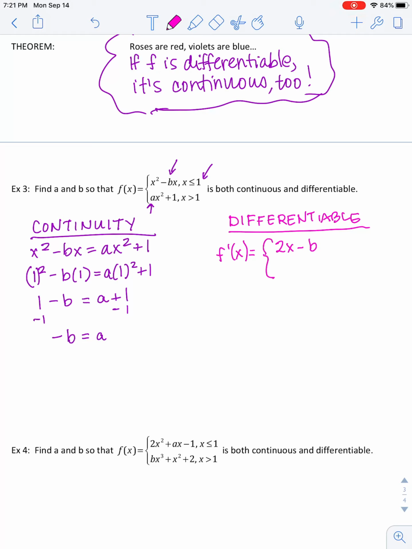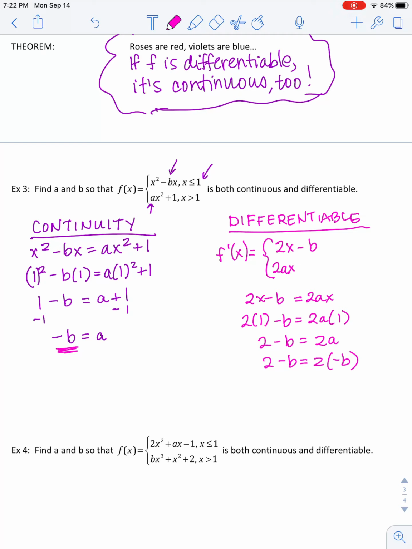And then when we differentiate ax squared plus 1, we're going to bring the 2 down front. It's going to multiply by the a, because that constant will stay with us. So I'll have 2ax for the derivative of the second piece, because the plus 1, that is a constant, so the derivative is 0. So now I'm going to set these 2 equal to each other and plug in 1 for x. And come up with this information for my second equation. And so now what I'll do is I'm going to use substitution to solve this. So I'm going to put negative b over here for a and sub it in.